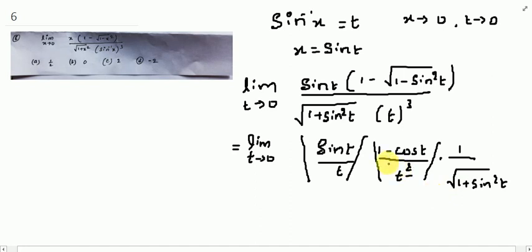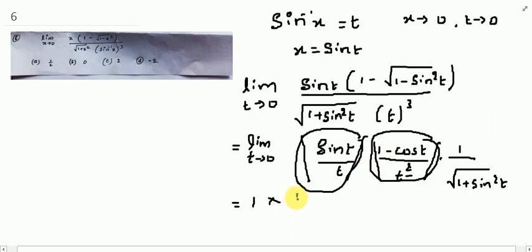Now I can apply the limit as t tends to 0. This standard limit is 1, and this standard limit is equal to 1 by 2, because it is in the form of 1 minus cos x divided by x square, into, here if you apply t tends to 0, it is 1. Therefore the answer will be 1 by 2.